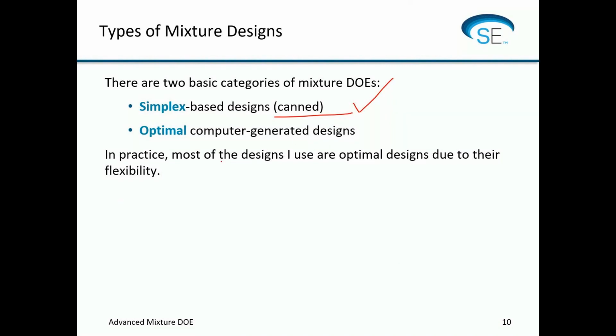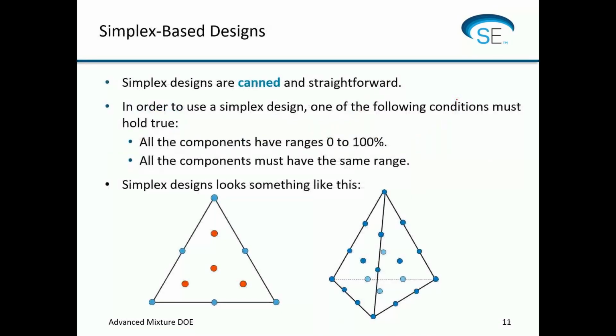On the other hand, the other option really is optimal computer generated designs. And these I use all the time. I mean, 98, 99% of the time when I'm doing a mixture, I use these optimal designs. So really today we're just going to talk about these optimal computer generated designs. But I will just put one slide on a simplex design so that you're familiar with it. Simplex designs are canned and straightforward. They're kind of like the two-level factorial or the central composite design of the RSM world, but they're even worse.